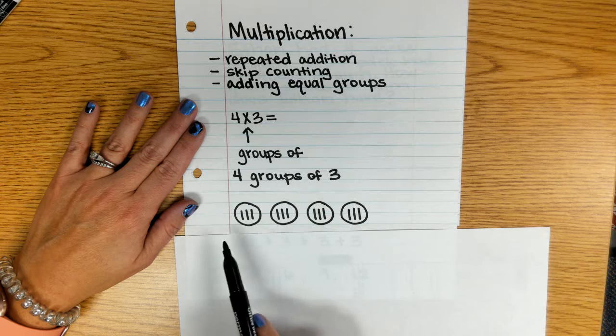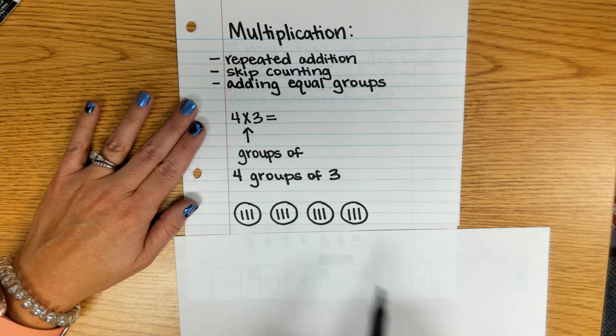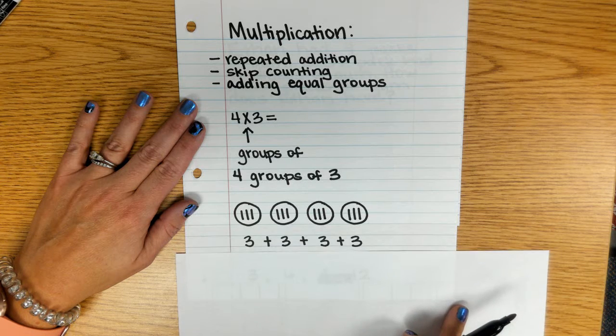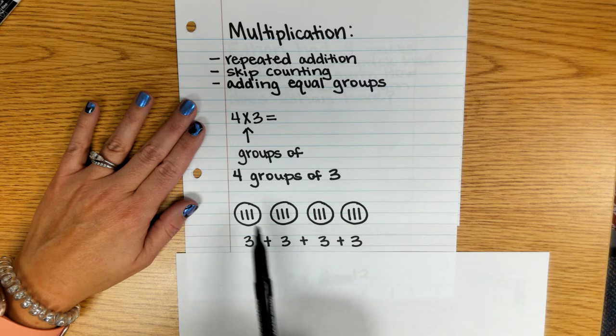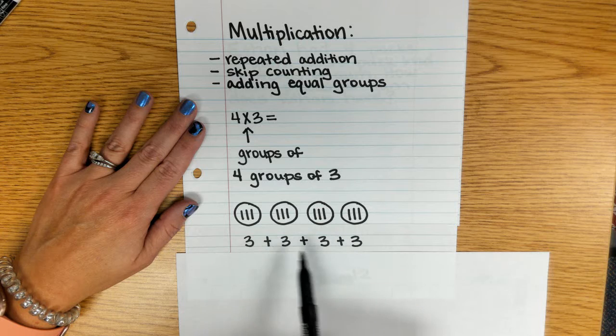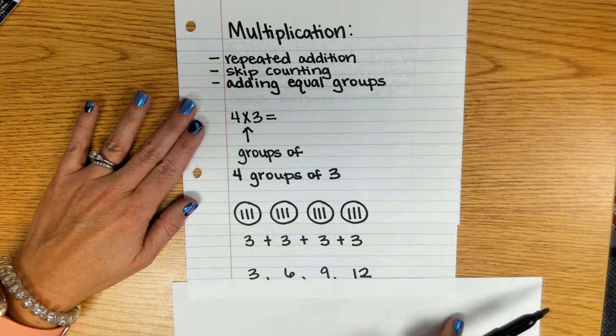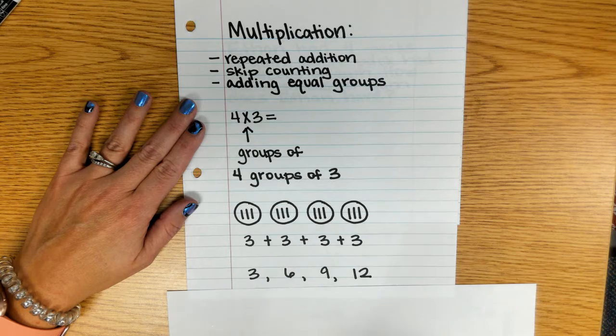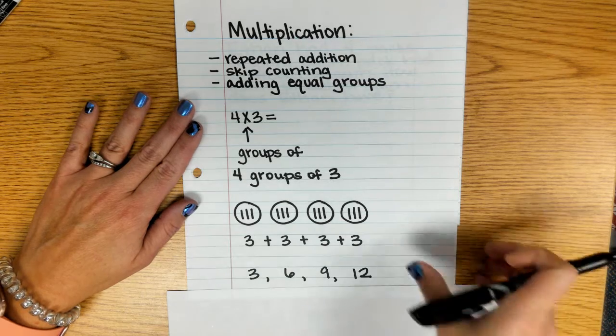But they can count up the items in the groups very quickly, and then again, thinking about this as repeated addition, I've got my equal groups that I can add together. I can use repeated addition, or I can think about this as skip counting. So I've got 3, 6, 9, 12.